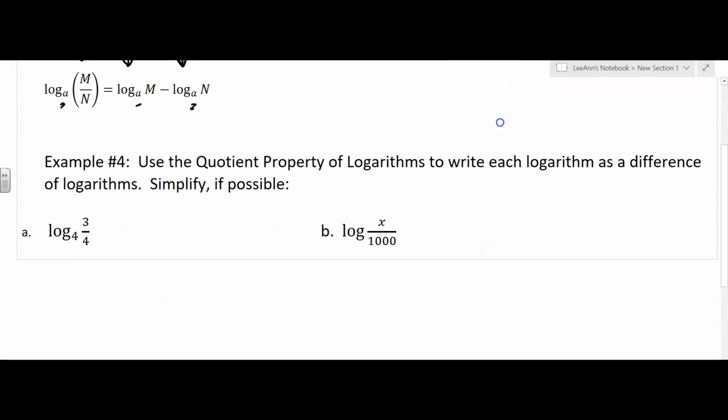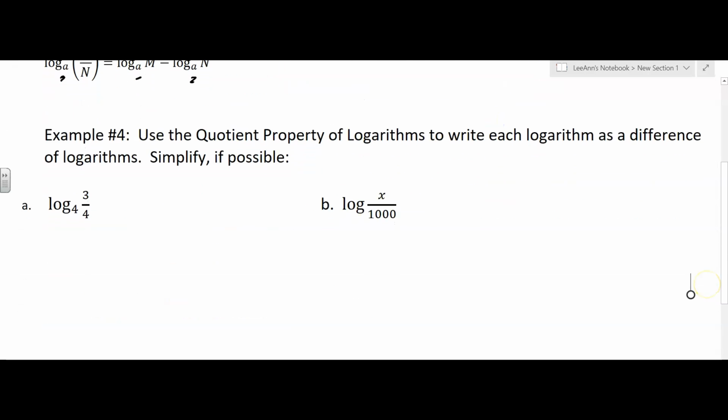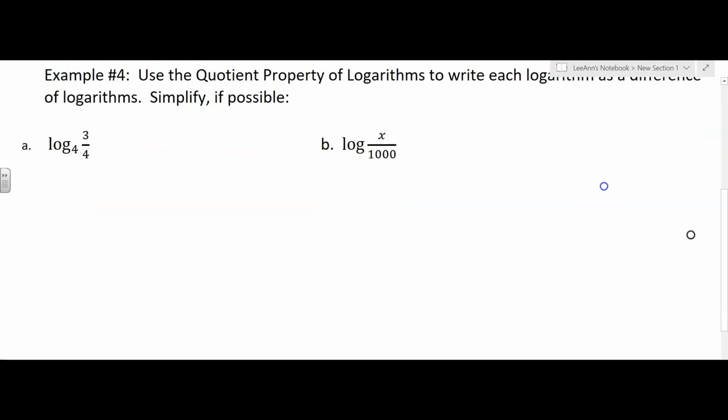All right, so we're going to use the quotient property of logarithms to write each logarithm as a difference of logarithms, and then simplify if possible. All right, so our first one, again, I would probably put parentheses around that. So I've got division going on, and I'm going to split that up. Log base 4 of 3 minus log base 4 of 4. Now, you can't switch that around because subtraction is not commutative, so you have to make sure you subtract the part that's in the denominator.